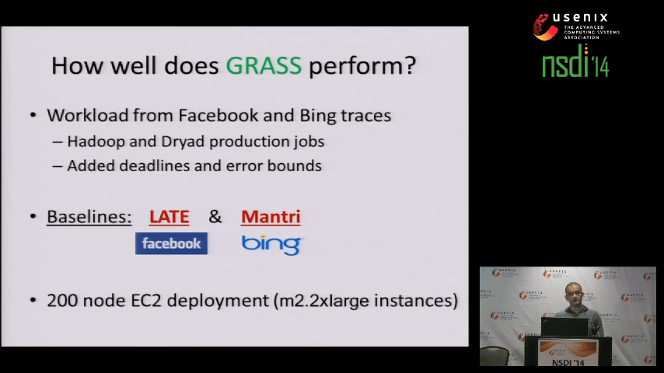We added deadline requirements by computing what an ideal duration of the job has to be, and then gave a certain amount of elements on top of that ideal duration. And error bounds we picked randomly chosen between 0 and 30%. Our baselines are the speculation algorithms that are running in these clusters right now, LATE and Mantri. And our deployment was on EC2 on a 200 node cluster with 2x large instances.